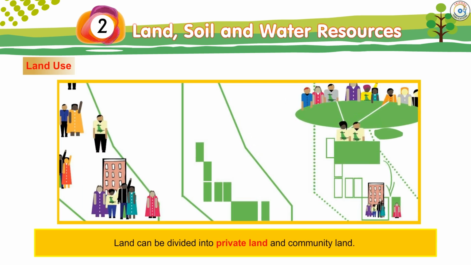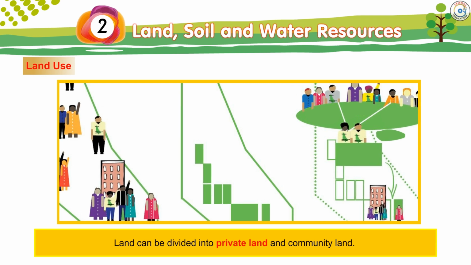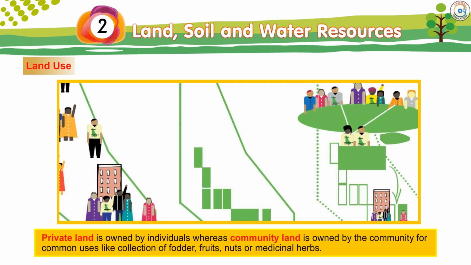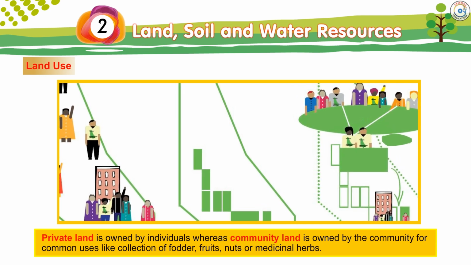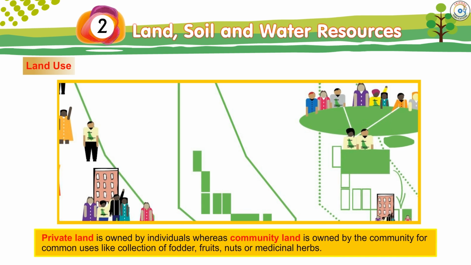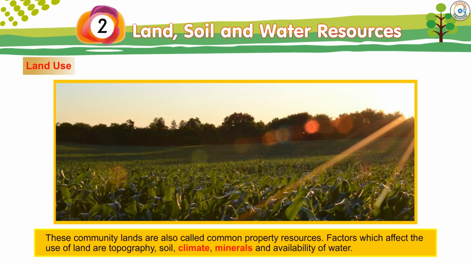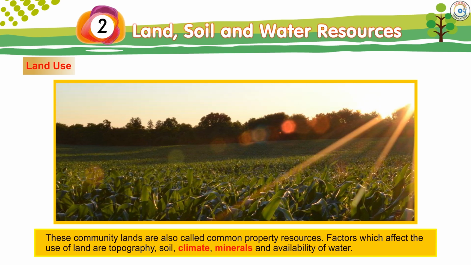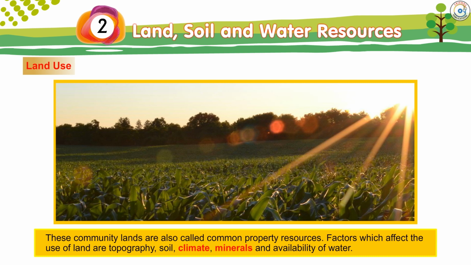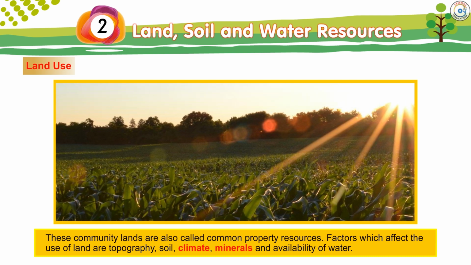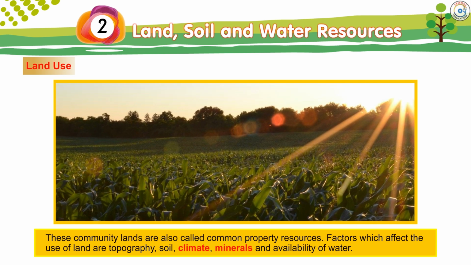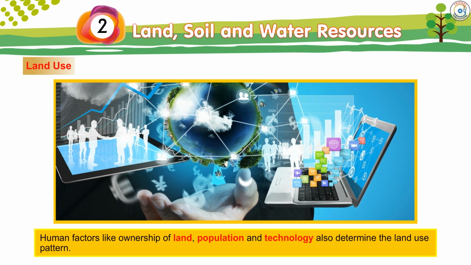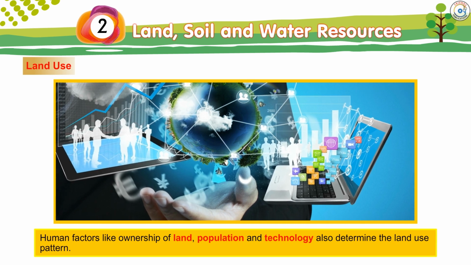Land can be divided into private land and community land. Private land is owned by individuals, whereas community land is owned by the community for common uses like collection of fodder, fruits, nuts, or medicinal herbs. These community lands are also called common property resources. Factors which affect the use of land are topography, soil, climate, minerals, and availability of water. Human factors like ownership of land, population, and technology also determine the land use pattern.